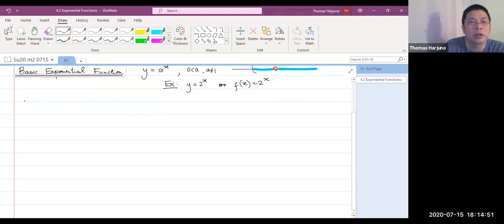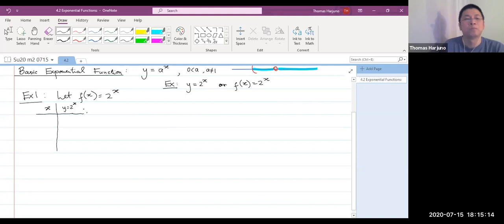Example 1. Let f(x) equal 2 to the x. Our main purpose is to graph it and see the behavior, x-intercept, y-intercept, and so on. But for that to happen, let's get some feeling about this. We start with 0. When x equals 0, y will be 2 to the 0, which is 1. When x is 1, y will be 2 to the 1, which is 2. And when x is 2, that's 2 squared, which is 4.